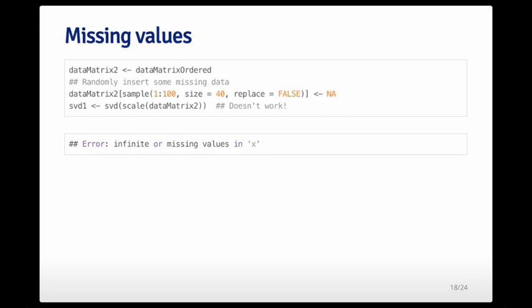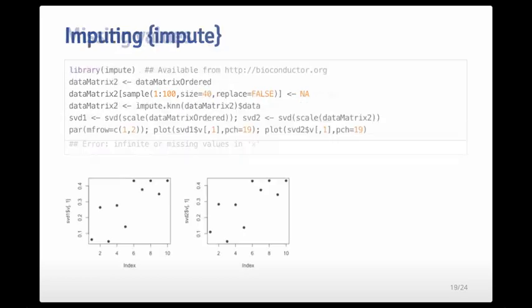So one issue with either the SVD or principal components analysis is always missing values. Real data will typically have missing values, and the problem is that if you try to run the SVD on a data set that has some missing values, like the one I've created here, you get an error. You just can't run it on a data set that has missing values. So you need to do something about the missing values before you run an SVD or a PCA.